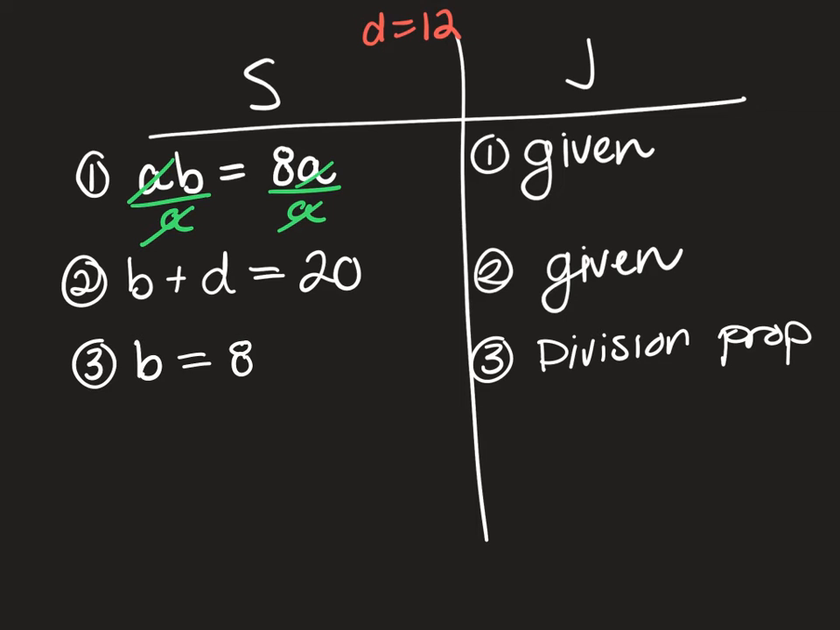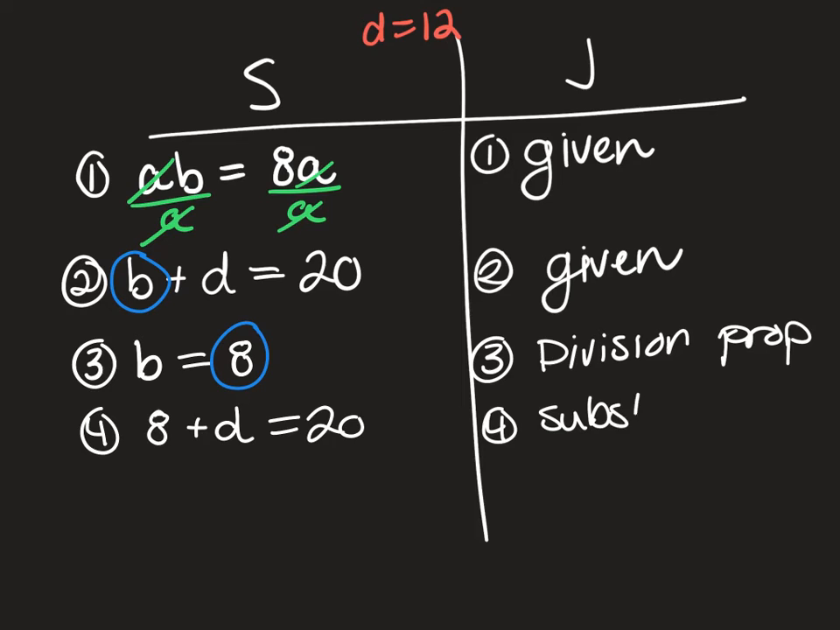So the B equals D equals 20 is a part of it? Huh? It's not a part of that step, no. So it is part of the thing? Yes. Okay. Right, and so now we can take that B equals 8 and we can plug it into our step 2. So then we have 8 plus D equals 20. And that is substitution.